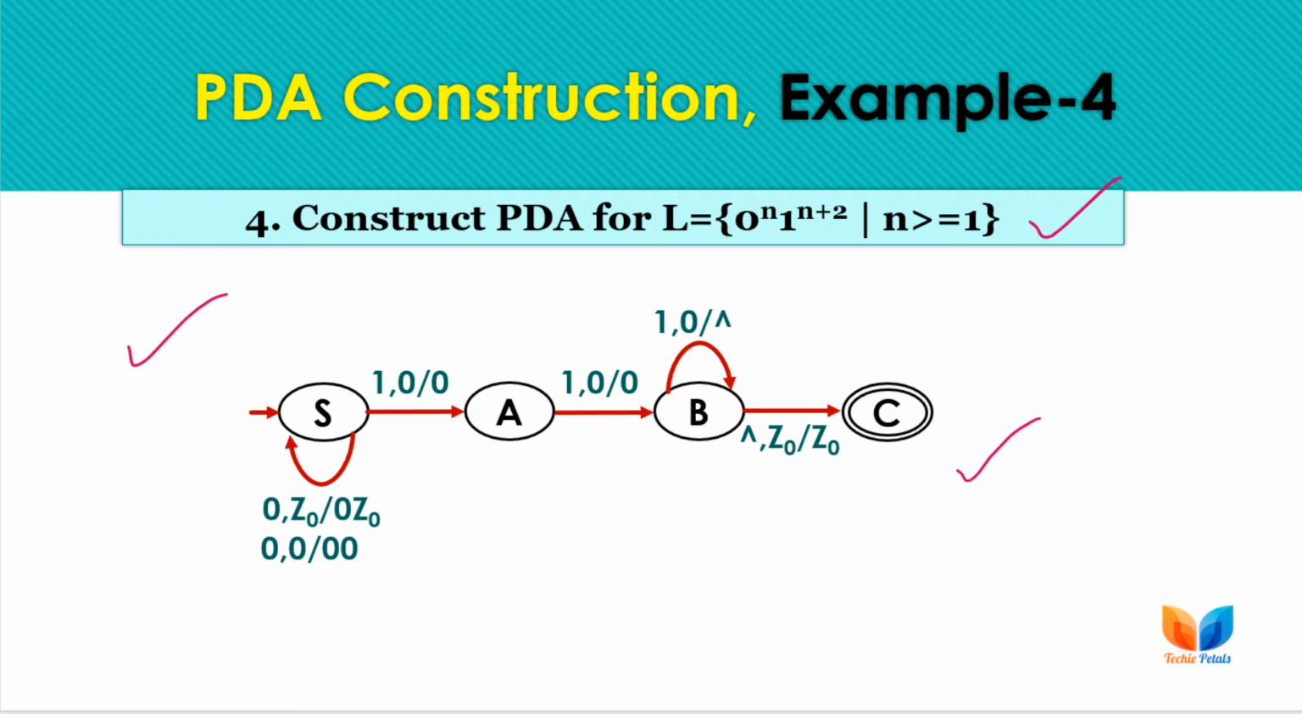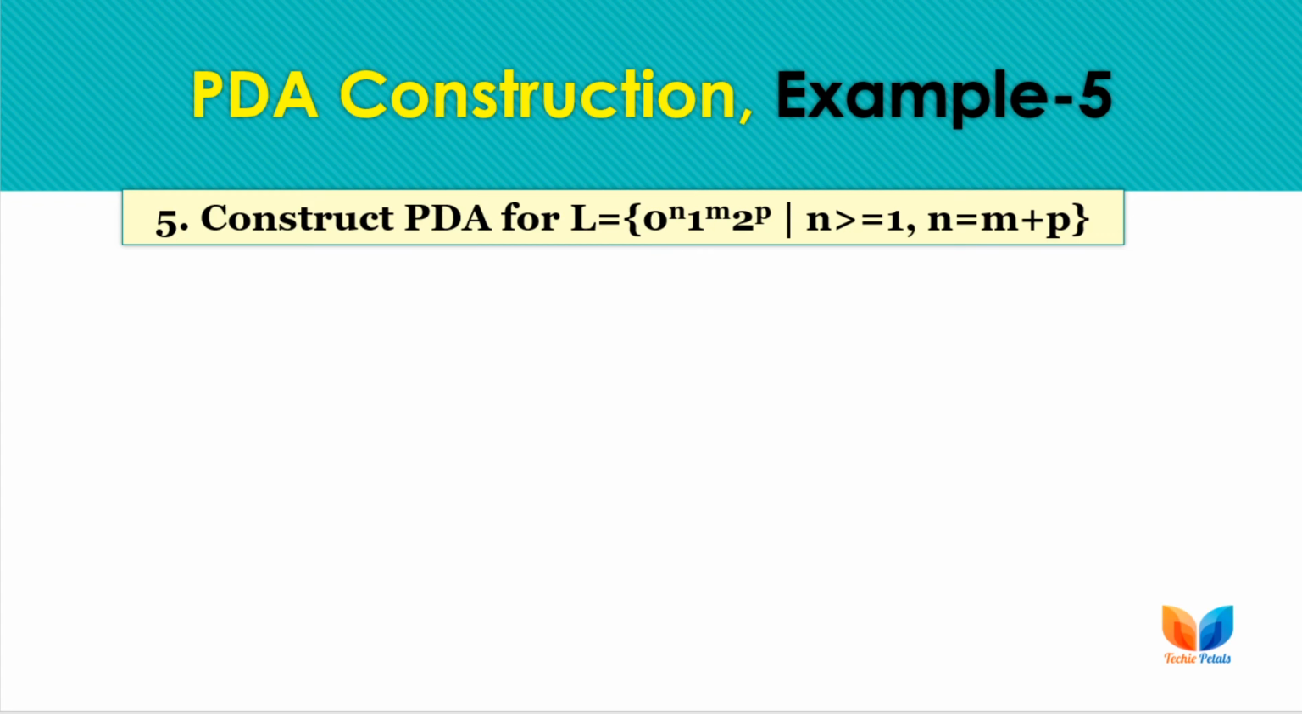Now coming to our next question, where we have 0 raised to power n, 1 raised to power m, 2 raised to power p. Now the condition is n is greater than or equal to 1. That means we must have at least one 0 in the string, so the input string must contain a 0. The next condition is n equals m plus p, meaning the number of 0s equals the number of 1s plus the number of 2s.